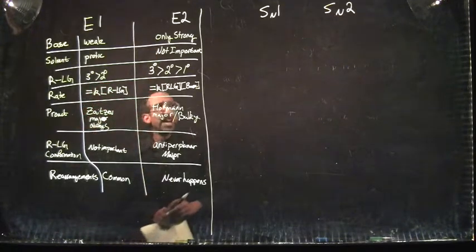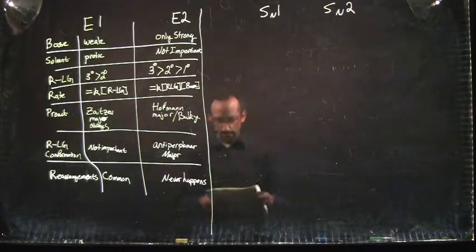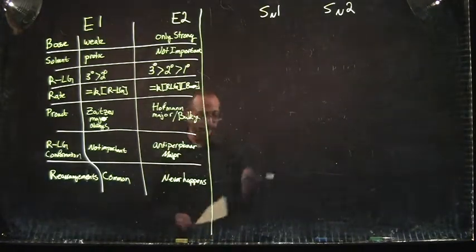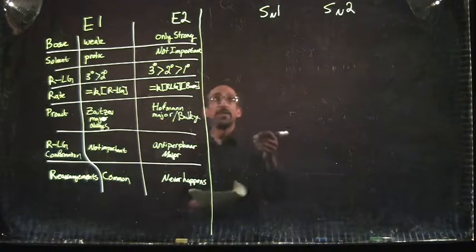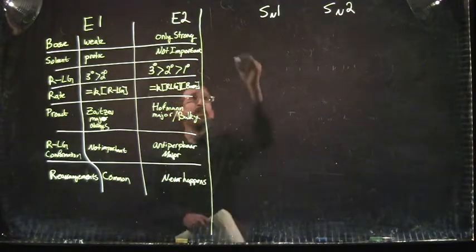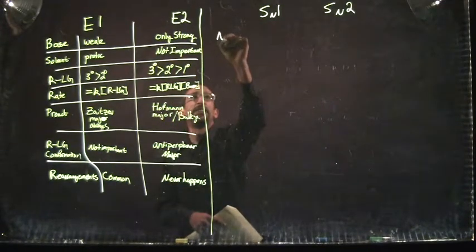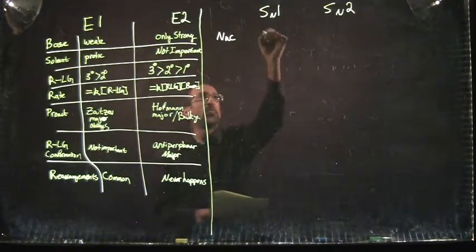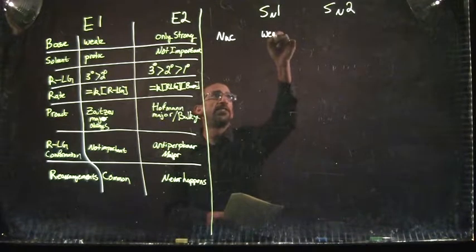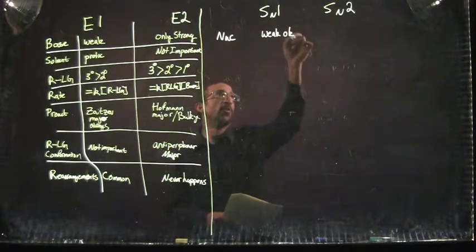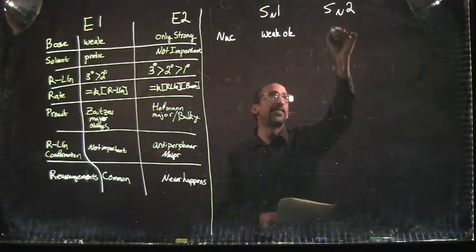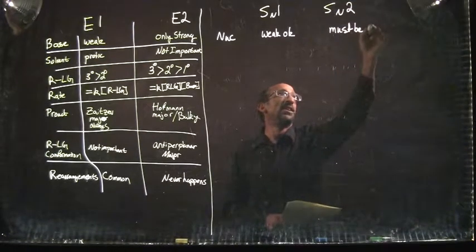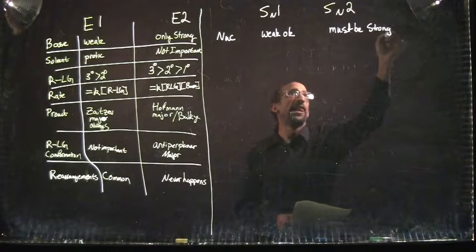All right, now let's take a look at SN1 versus SN2. And again, we're going to do a similar table to this. So now for SN1 and SN2, first thing that we want to take a look at is going to be our nucleophile. And we saw that in SN1, a weak nucleophile is okay, whereas in SN2, we must have a strong nucleophile.